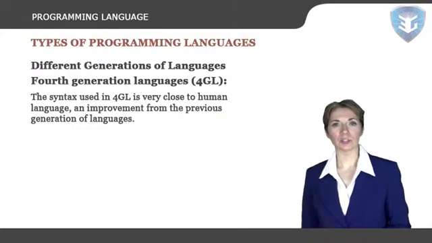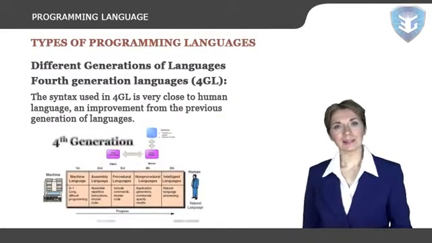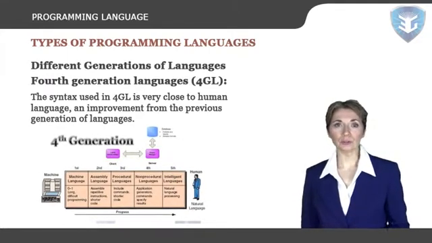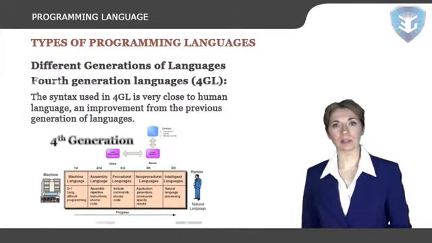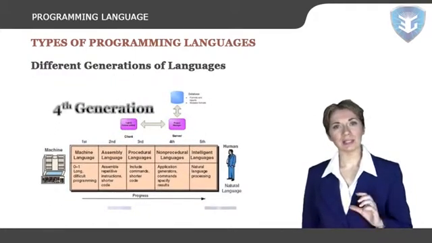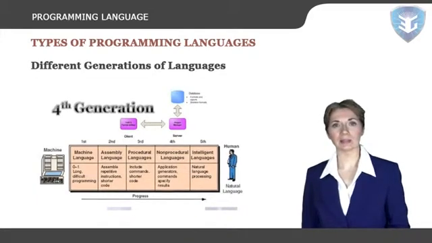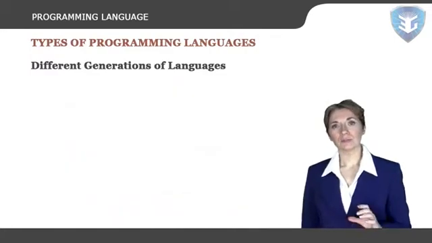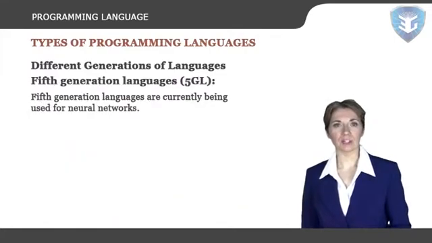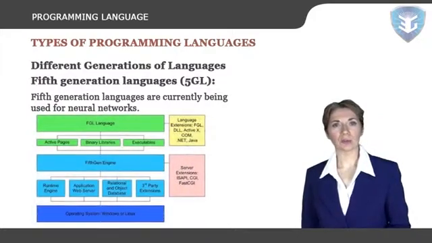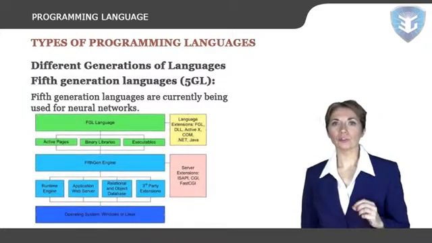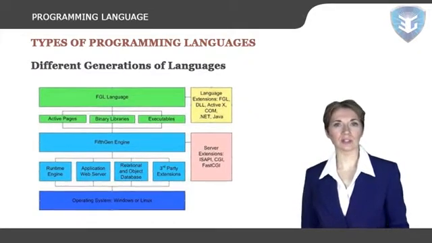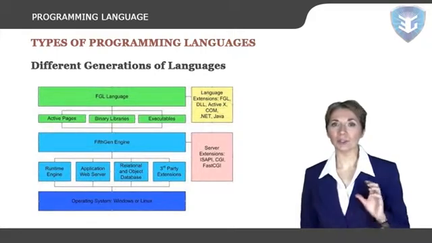Fourth generation languages, 4GL. The syntax used in 4GL is very close to human language, an improvement from the previous generation of languages. 4GL languages are typically used to access databases and include SQL and Cold Fusion, among others. Fifth generation languages, 5GL. Fifth generation languages are currently being used for neural networks. A neural network is a form of artificial intelligence that attempts to imitate how the human mind works.